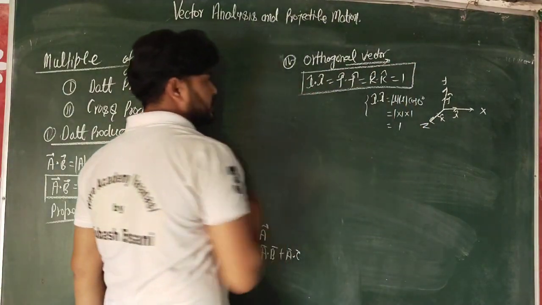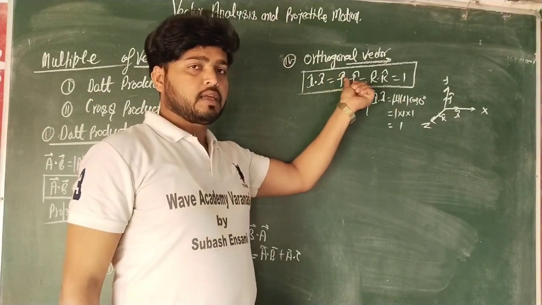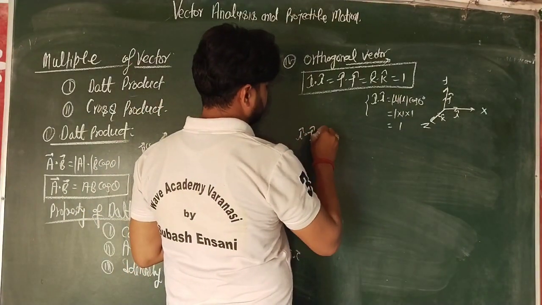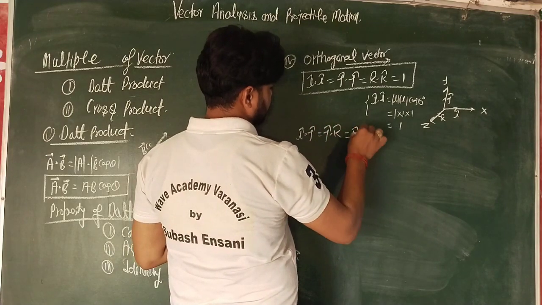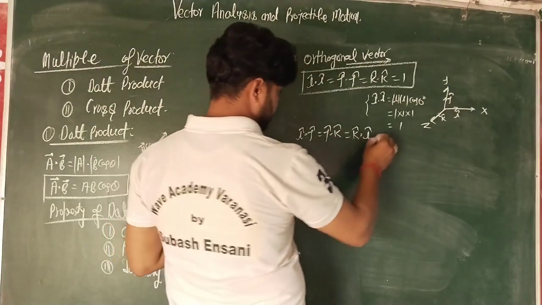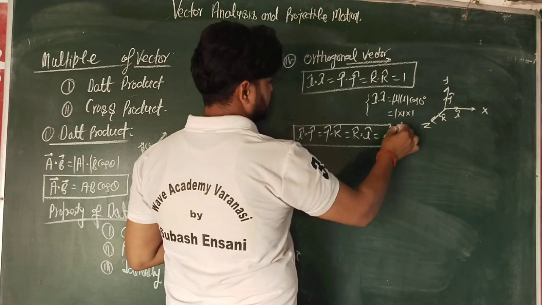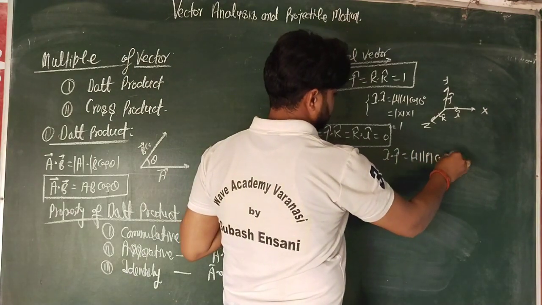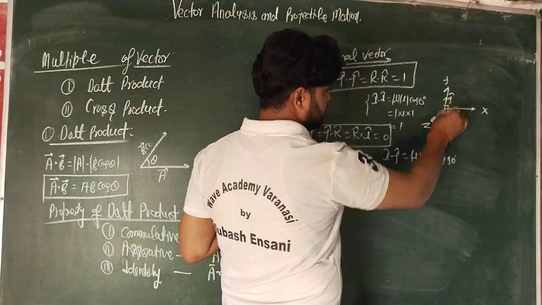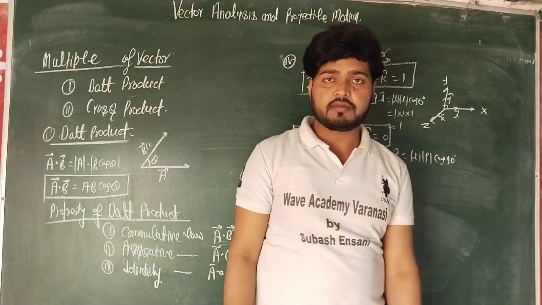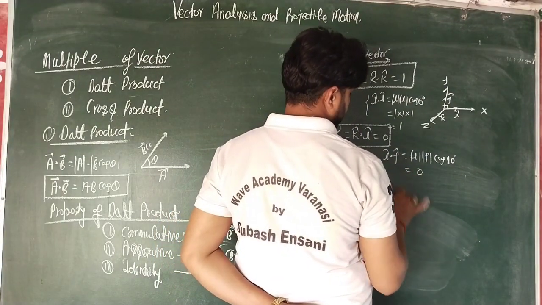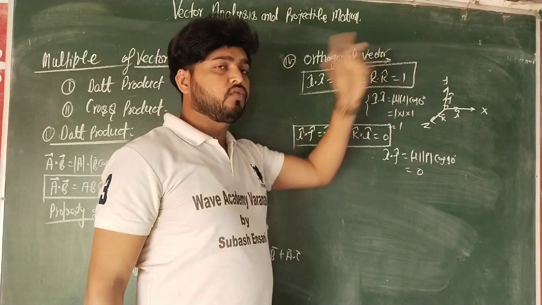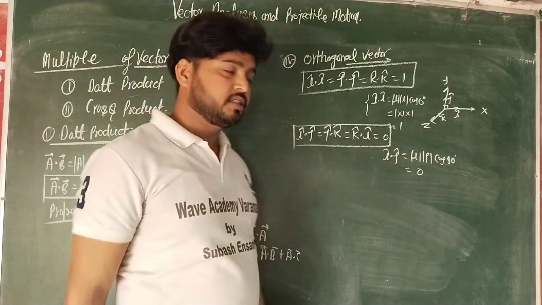So you have to learn that i dot i or j dot j or k dot k is equal to 1. Second, i dot j or j dot k or k dot i, that is 0. Why? Because i dot j means i j cos of 90 degrees. The angle between i and j is 90 degrees, and cos of 90 degrees is 0, so it will be 0. So you have to learn that i dot i, j dot j and k dot k equal 1, and i dot j, j dot k and k dot i are 0.